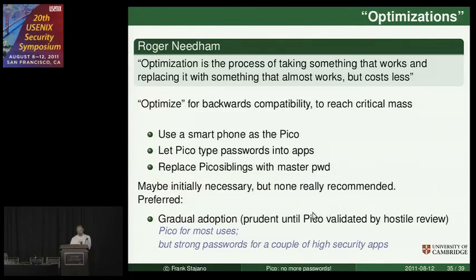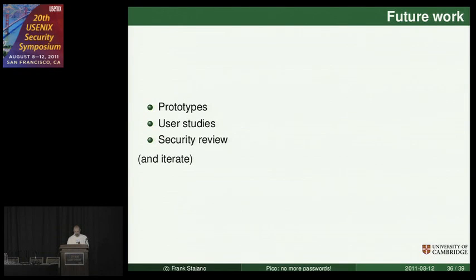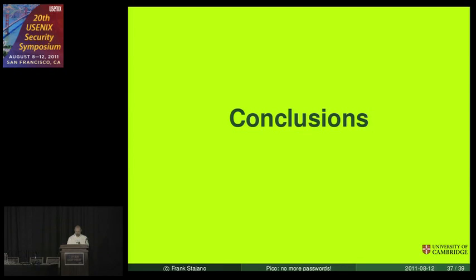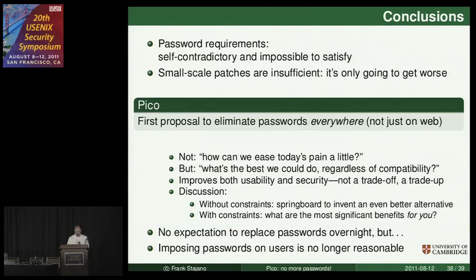I think that the one I would consider sensible is just to use the Pico for some of your passwords, and until the Pico has had a successful hostile review, successful for the Pico, I mean, you would not use it for your highest security things, and you would still use passwords for that. But you still reduce the number of passwords you use by using the Pico for your lower grade things. Future works, I have one student who's interested in working on building an initial prototype. That's very nice. I hope to have more.